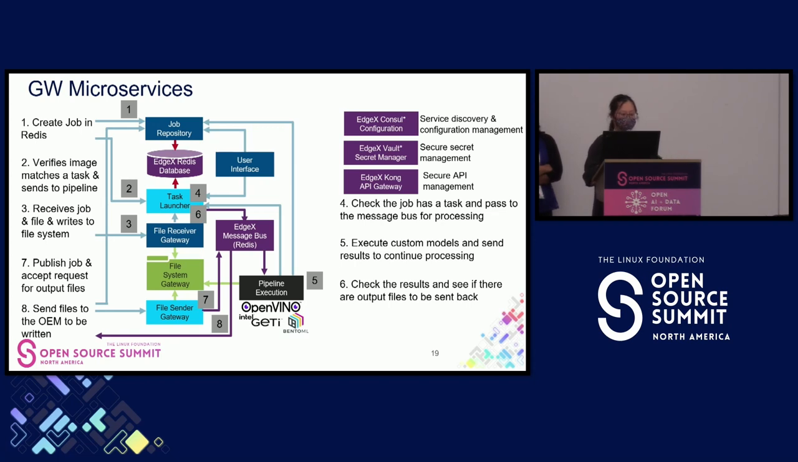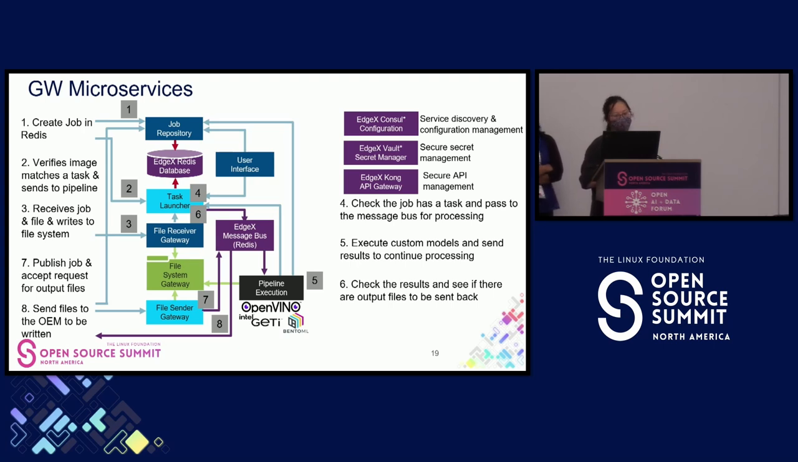Next, we're going to move to our gateway. Our first service here is our job repository. This is how we're going to get those jobs to be created in our Redis database and how we're going to do updates and things like that to the job. The second thing that happens on the gateway side is we're going to verify that we do have an image and a task that matches it in order to be able to send it to the pipeline. Number three is our file receiver gateway, and its job is to get the files from the OEM side and write them to the gateway file system.